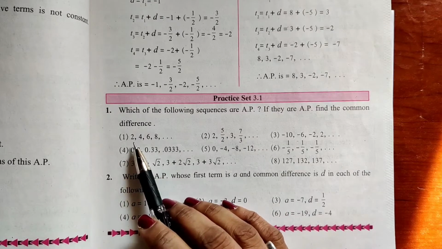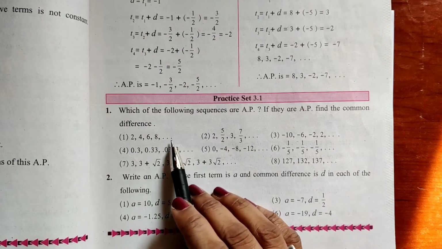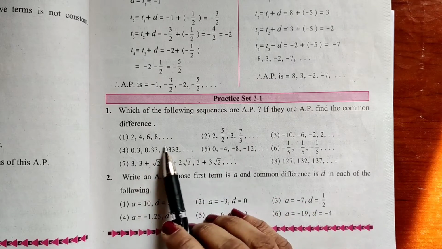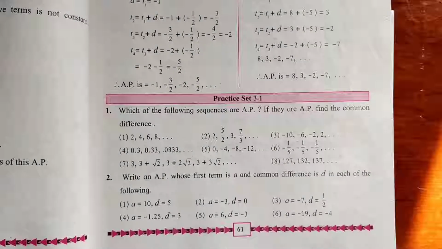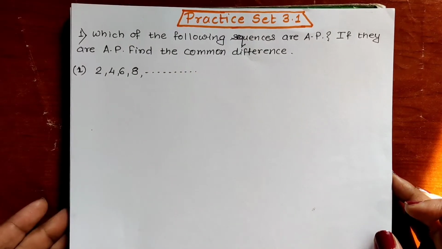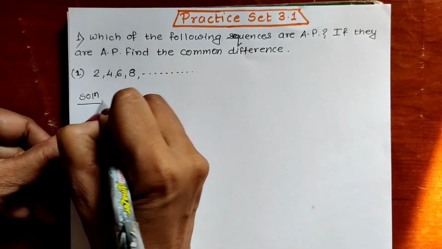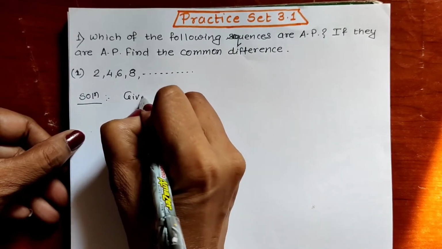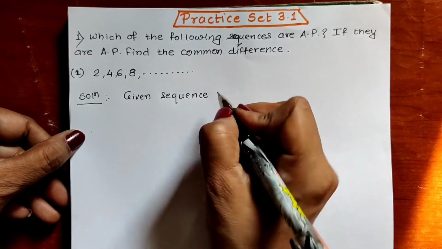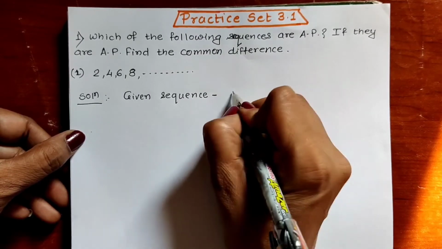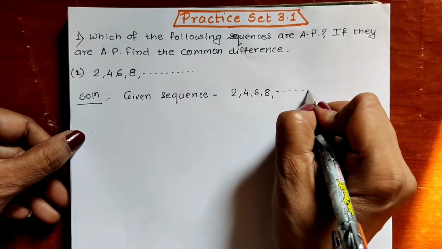First sequence is 2, 4, 6, 8, and then dot dot dot means infinite numbers are there. So let us solve this. See how to write the solution. In solution, first write down the given sequence, because this is a sequence. First we don't know whether it is an arithmetic progression or not. It is just a sequence for us. So this is 2, 4, 6, 8 and then dot dot dot means infinite.